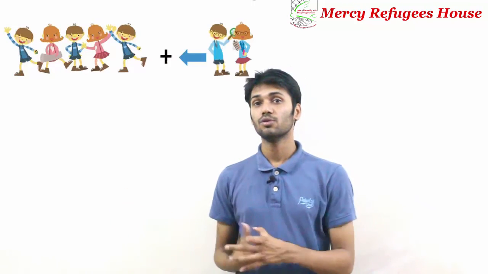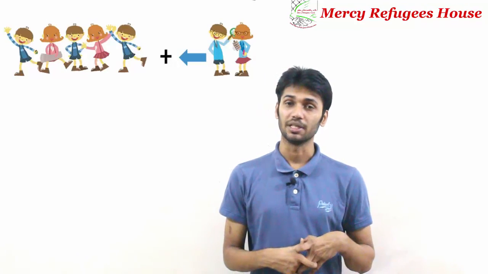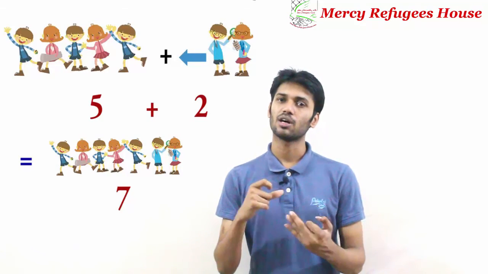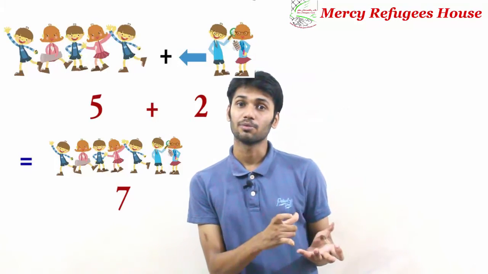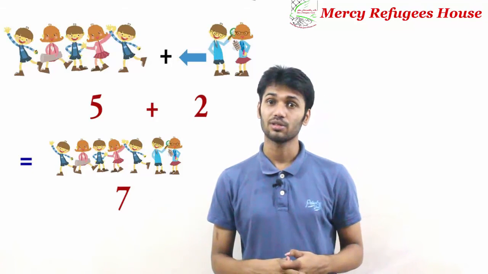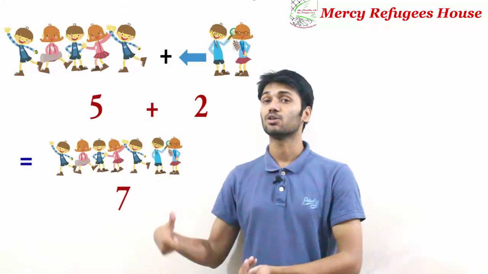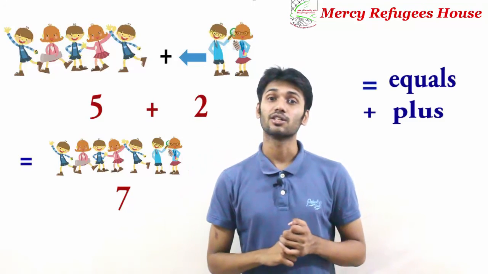Look at this next picture. You can see 5 boys and girls and 2 boys and girls joined with them. How many children would there be? So there would be 5, 6, 7. So you are counting 2 after the number you have. You have got 5 and you are adding 2 other children. You are getting a total of 7 children. Look at this. 5 plus 2 equals 7. This sign is equals.